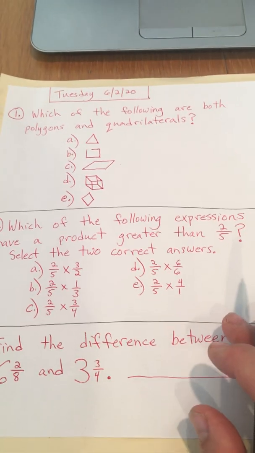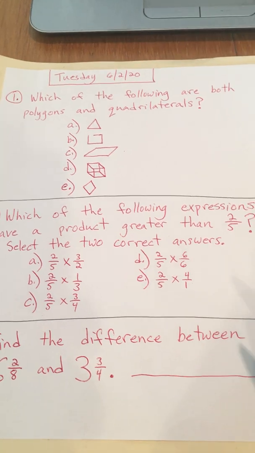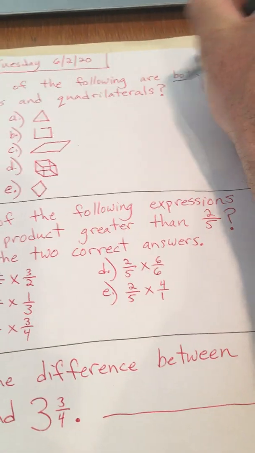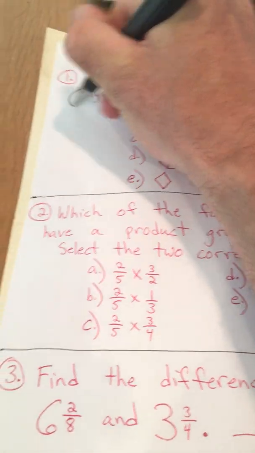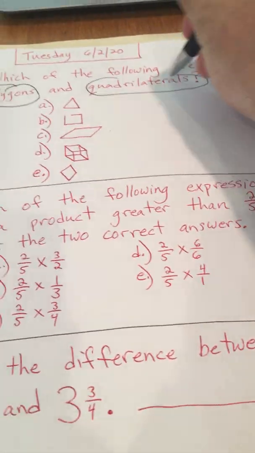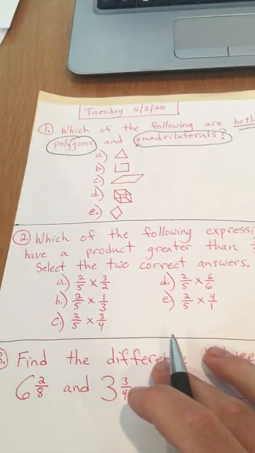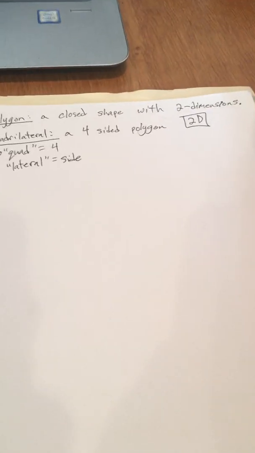All right, so number one says, which of the following are both polygons and quadrilaterals? So they need to be both polygons and quadrilaterals. You need to know the definition of these two words, and I put it over here. A polygon is a closed shape with two dimensions. So they can't be 3D, it has to be 2D, and they need to be a closed shape.